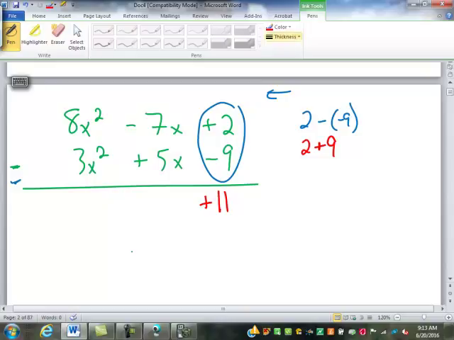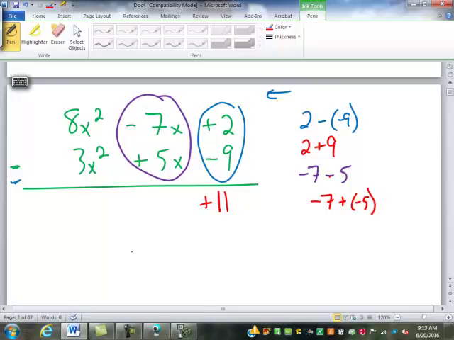Now here we have the negative 7 minus 5. Negative 7x minus 5x, technically. But negative 7 minus 5. Again, I am going to convert that into negative 7. The first number doesn't change. It's the second number. So instead of subtracting a positive 5, we're going to add a negative 5. So we have negative 7 and negative 5.